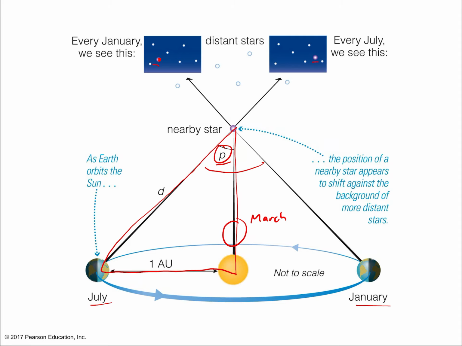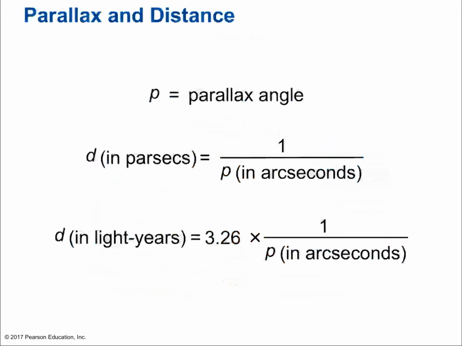So then the parallax angle, that angle that is 1/2 of the actual angular shift over a half year, can be directly related to distance. In light years, that relationship ends up being 3.26. So in other words, 1 parsec, which is a unit of distance, is 3.26 light years. That's a bit to take in, I know.